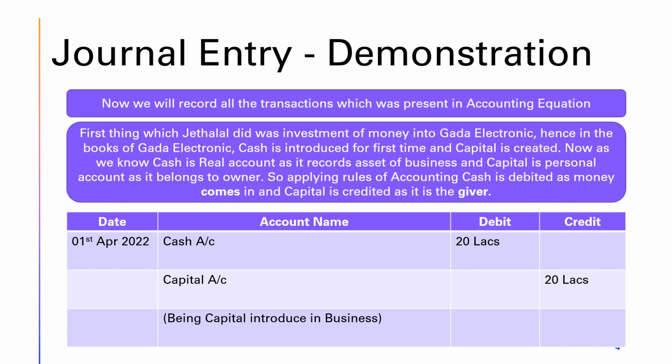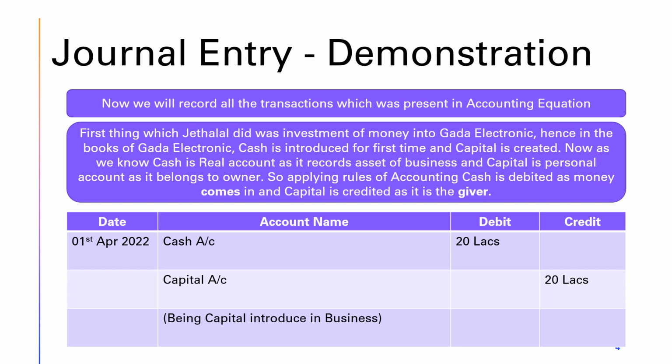The first thing that happened over here was Jethalal investing his money in Gada Electronics. Now do remember, the journal entry is made for Gada Electronics and it has a separate identity from Jethalal. Hence, in order to record this first transaction in the books, 2 accounts are created. One is cash account and another is capital account.